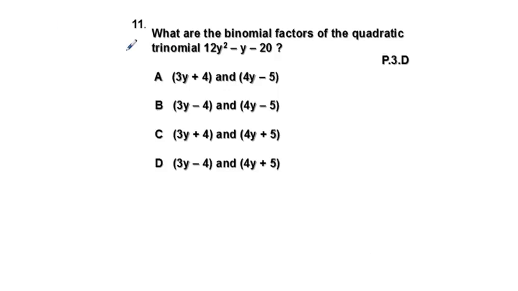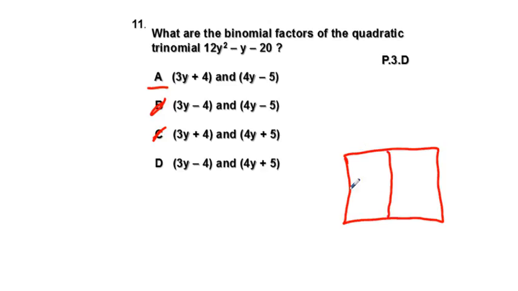Number 11, what are the binomial factors of the quadratic trinomial 12y squared minus y minus 20? Well, you're going to have factors of negative 20 first of all. So 4 times negative 5 is negative 20. That's a possibility. This second one, choice B, negative 4 times negative 5, that's positive 20, not going to work. Answer C, 4 times 5, positive 20, not going to work. So it's just between these two, A and D. So I think answer D is the correct answer.